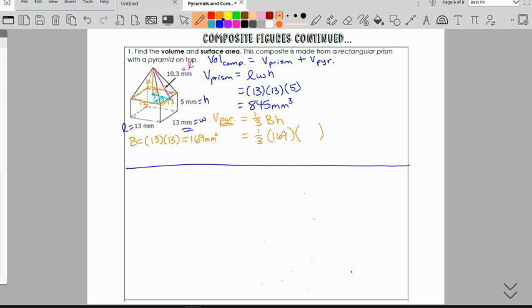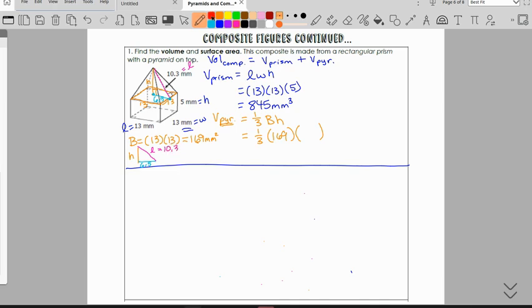Okay, so let's look at that triangle that we're trying to solve right now. I'm going to draw it down here. So the height of the pyramid, half the length of a side, which we said was 6.5, and then the slant height, which they gave us, the slant height of the pyramid, which was 10.3.